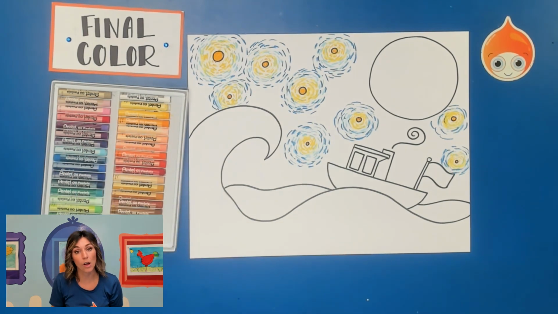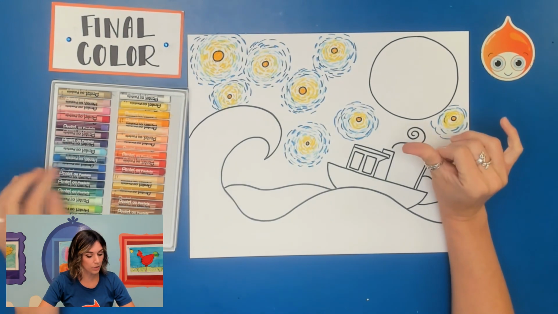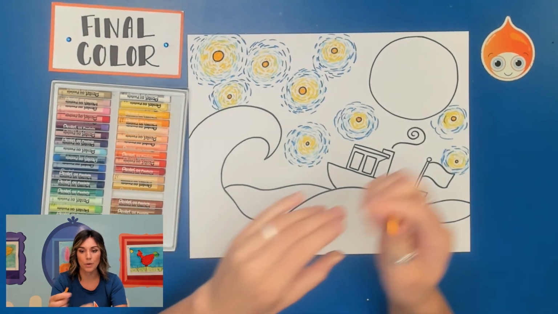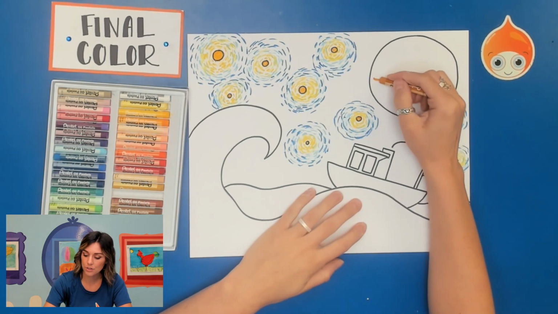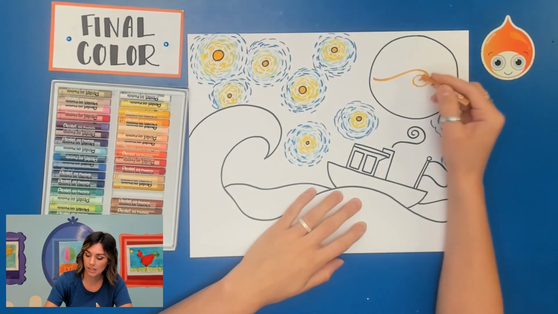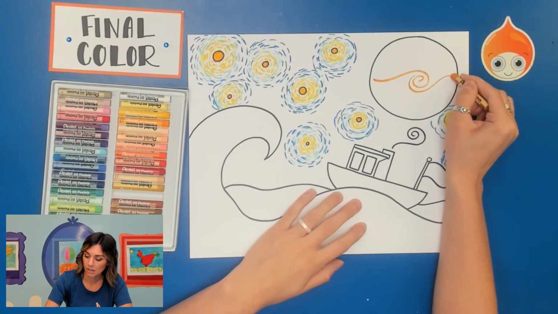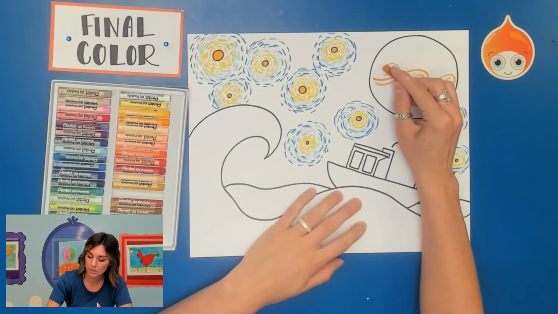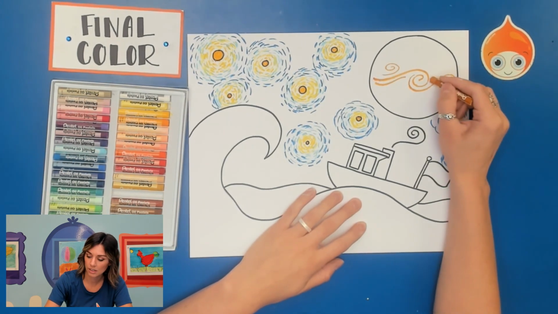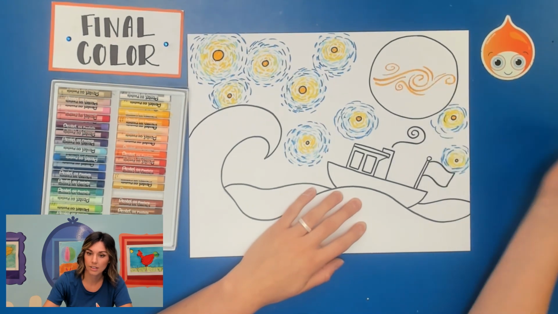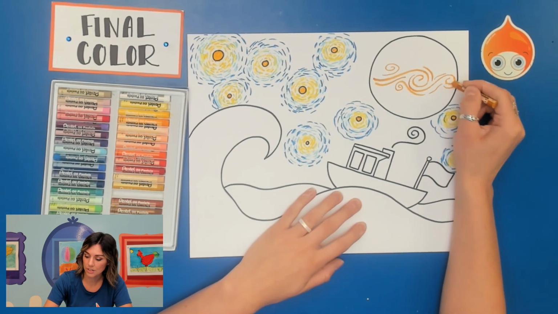Now remember, Jupiter also has some turbulence on the planet. So what we're going to do is grab our light brown. This one's ochre. And I want to draw some swirling motions in my planet. Some of those can go around here and right here to create that turbulence.